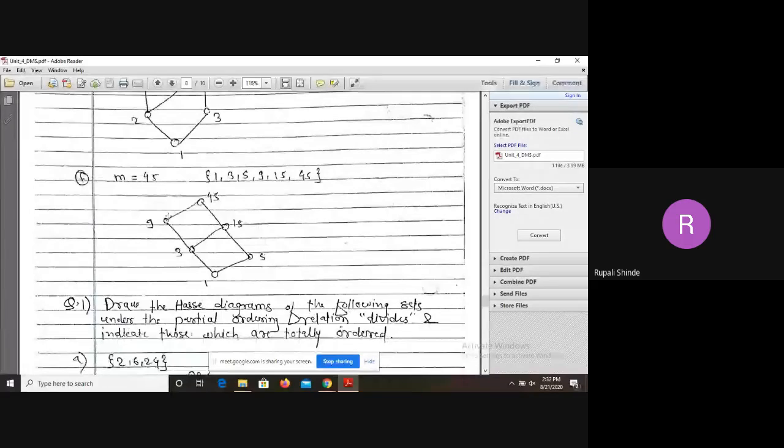Draw the Hasse diagram of the following sets under the partial ordered relation divides, and indicate those which are totally ordered sets. The first set given here is 2, 6, 24. Which relation do we have to apply here? The divides relation. And we have to mention whether this one is a totally ordered set or not. So first of all, draw a diagram and tell me whether this one is a totally ordered set.